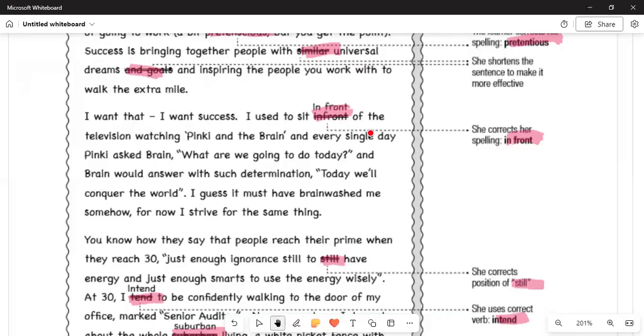For now, I strive for the same thing. So this is the body. You can see that the error that was made in front is corrected in. Then we are moving on again.